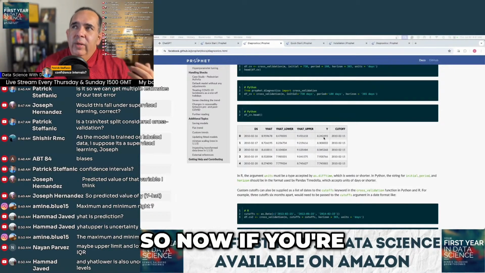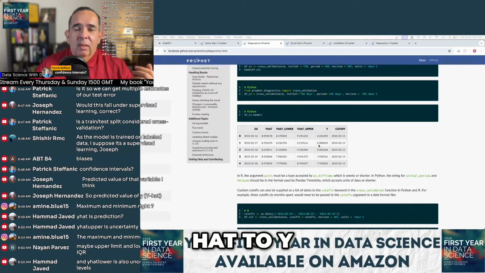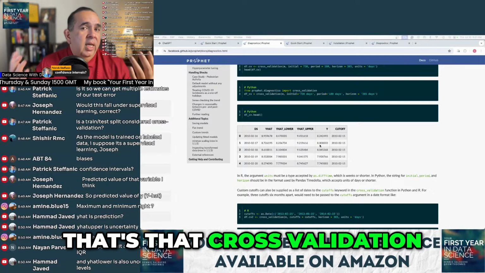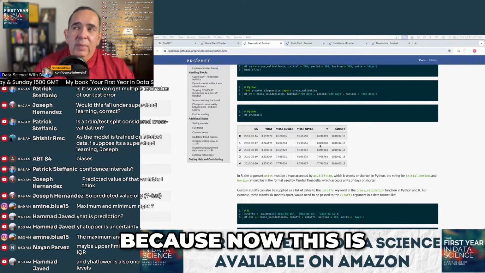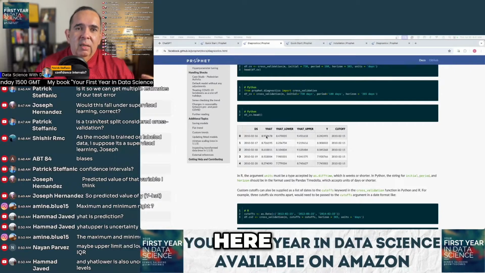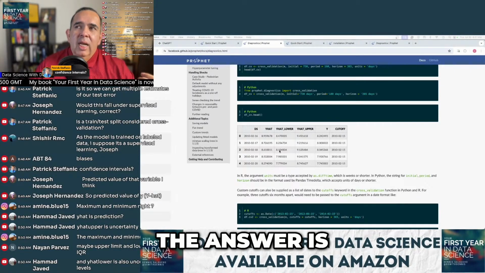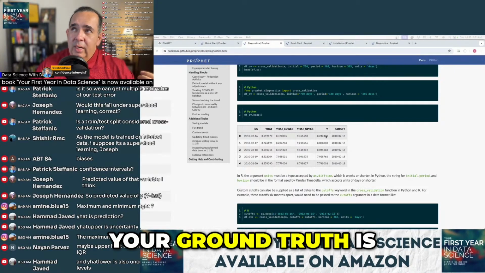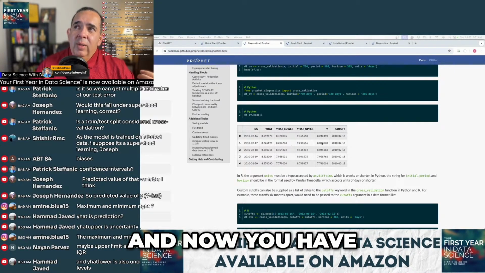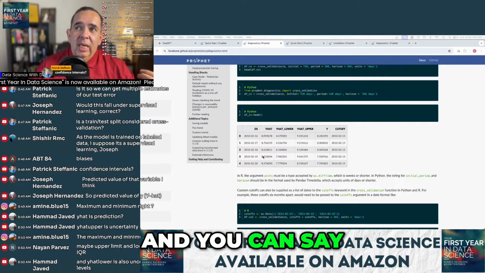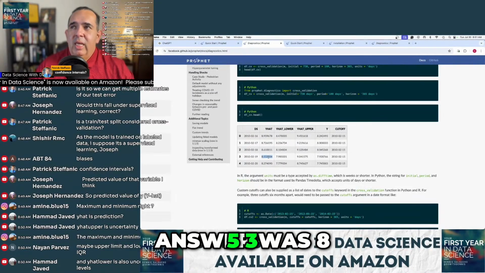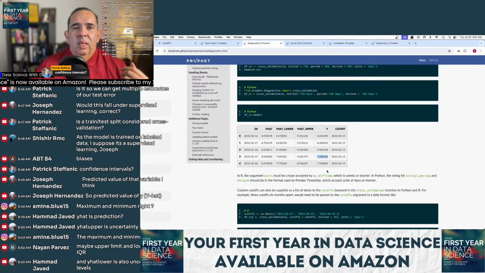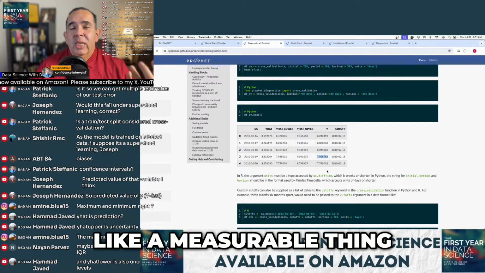So now, if you're able to compare Y hat to Y, well, now you're getting to a metric you can measure, right? That's that cross-validation part of it, right? That's the training part of it. Because now this is the algorithm saying, here's what I think the answer is. And then this is your ground truth, right? Your ground truth is column Y. And now you have something to compare against. And you can say, whoa, wait a minute. Here, the algorithm thought the answer was 8.53, but ground truth is 7.92, right? So now we have a measurable thing that we can use.